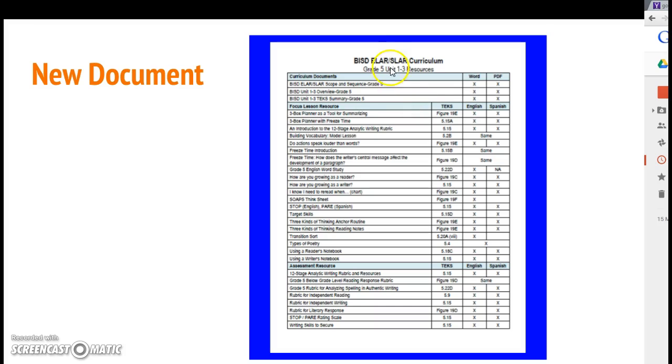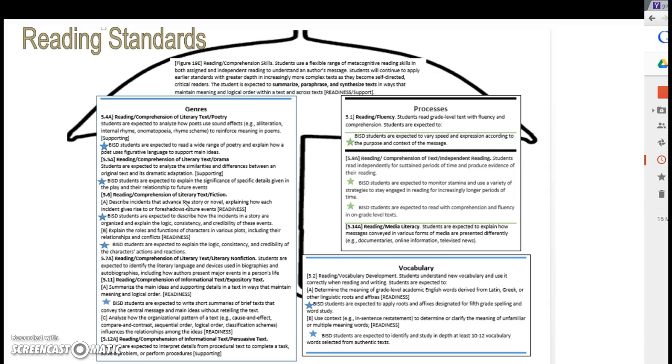What it does is it takes the resources all the way from the first 6 weeks to the third 6 weeks, and it gives you what they are, the focus lesson resources, the standard to which they are attached, whether they are in English or in Spanish, or in some cases that you don't need them in Spanish. So I hope this document helps you to locate those documents and find an easier way to do that. Let's take a look at what our lead standards are.